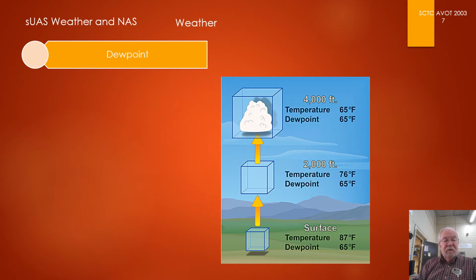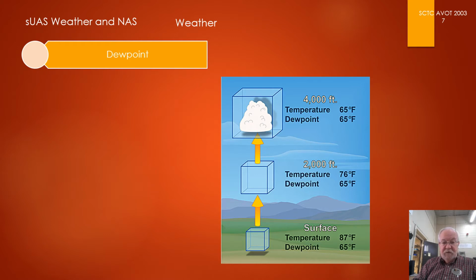When you get to a certain altitude, the air is cooled to the point where it is saturated with moisture, and that moisture can no longer be suspended as water vapor, and it turns into some sort of a cloud. That's the saturation point, or the dew point. We normally call it a dew point.